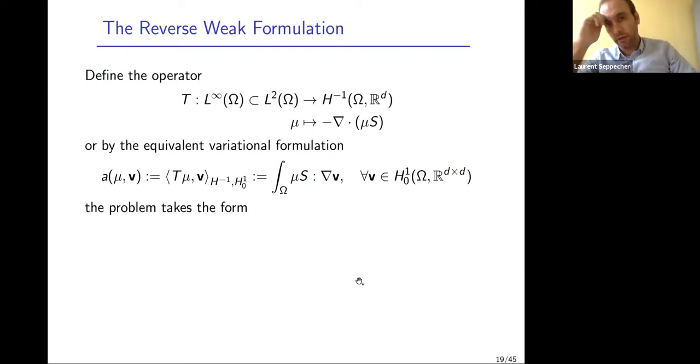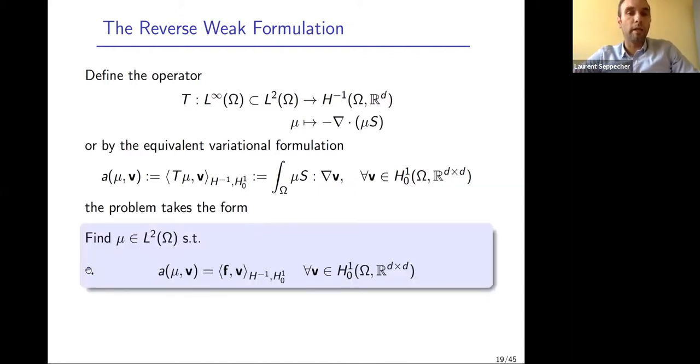And the good way to define it, if you don't want to put some high smoothness hypothesis, is to define it with the variational formulation here, multiplying the equation by a test function in H10, to have a bilinear form, A of mu V. You see why we call it reverse weak formulation: the bilinear form here is in mu and V instead of being in U and V as usual. You want to solve A of mu V equal to F, sometimes F times V. So the problem is: find mu in L2 such that A of mu V is equal to FV for any test function.